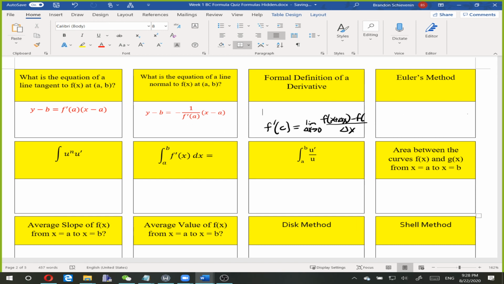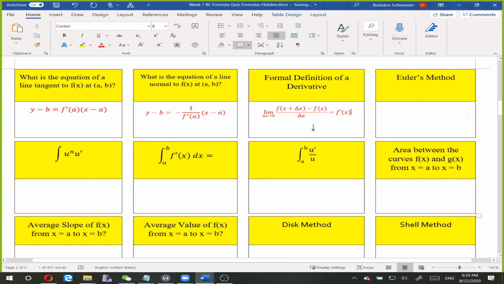Let me get rid of all of my drawing here so that I can give a typed version. So here it is again. Our derivative at some point x would be equal to the limit as our change in x approaches 0 of my difference in my y's divided by my difference in my x's, which is really just a change in x.